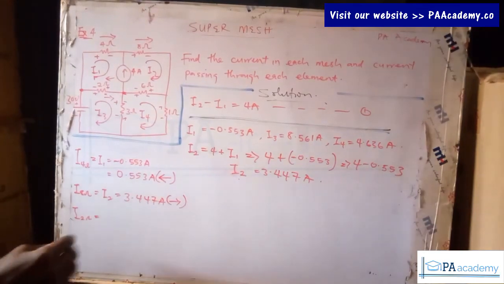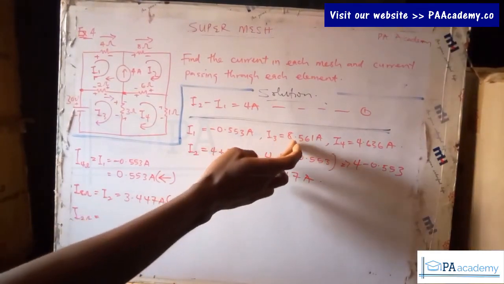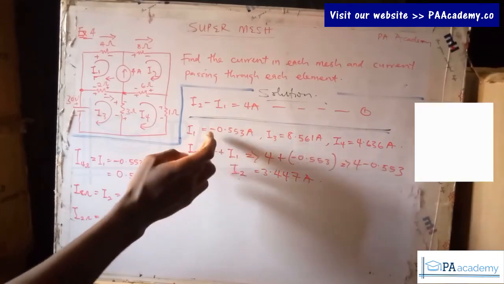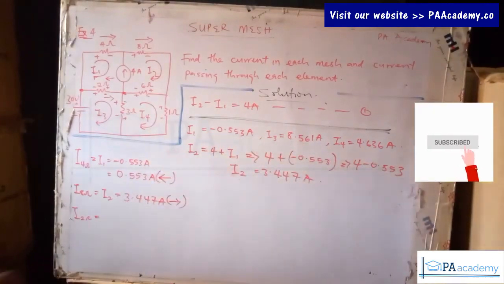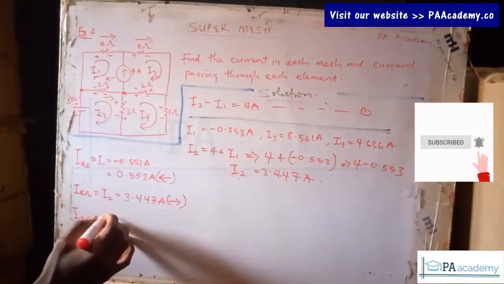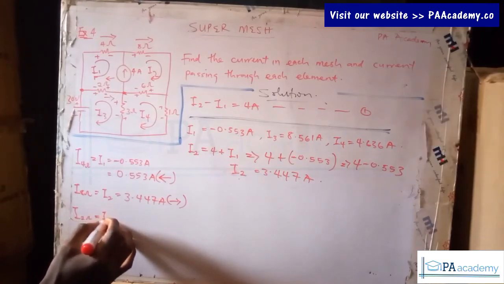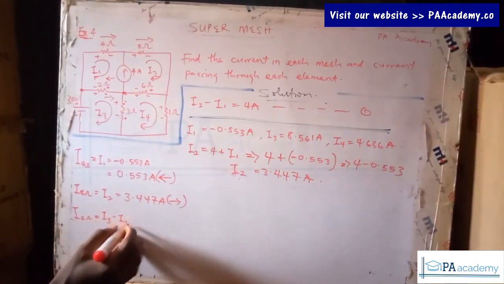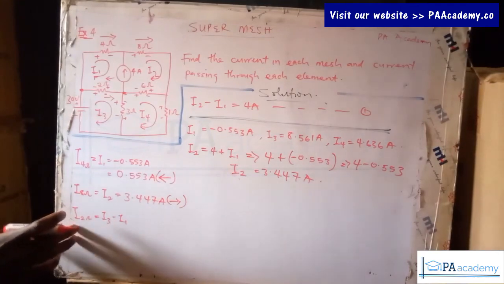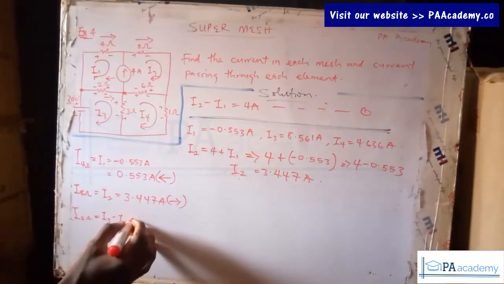So what you do is you pick, since we know that I3 is 8.56 and I1 is minus 0.553, the one with the higher value. So the one with the higher value is what? It is I3. So that will be I3 minus I1. Whatever we get here will give us the actual current that is flowing through the 2 ohm resistor.